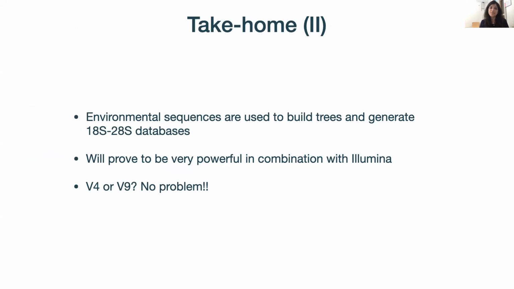So to sum up, I've shown you that we can use long environmental sequences to build trees, and we can generate 18S, 28S databases. This can prove to be very powerful in combination with Illumina, and we should be able to use different Illumina data sets, even if they have sequenced different barcode regions.